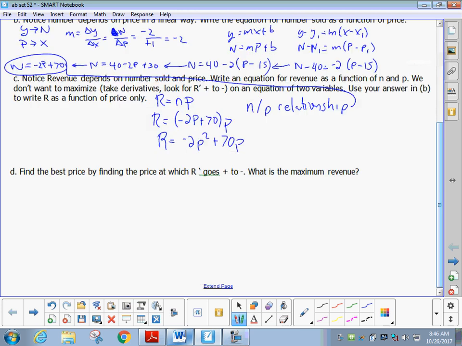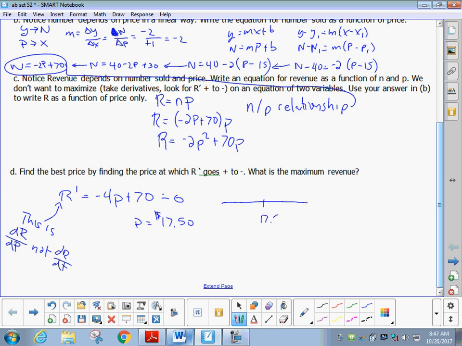So let's do that. Would you use calculus? Now you can actually find the top of the parabola by pre-calculus, finding the vertex. Do you agree? But we're going to use calculus. So find the maximum revenue by finding where r prime goes positive to negative. We find maximums by using usually the first derivative test. We could do the second derivative test, but so did you get something like 17.5? Is that a maximum or a minimum?